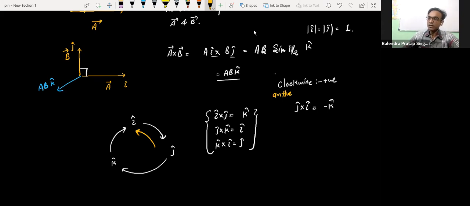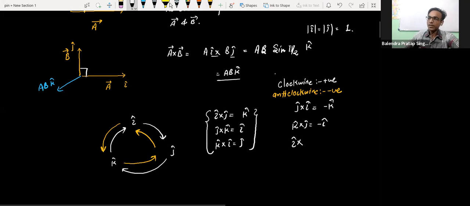Anti-clockwise, so the result will be negative. The negative direction, anti-clockwise. In that case you will get negative. So J cross I is minus K cap. K cross J cap is minus I cap. And I cap cross K cap is again negative. So if you consider the cross of unit vectors anti-clockwise, that is the minus sign.